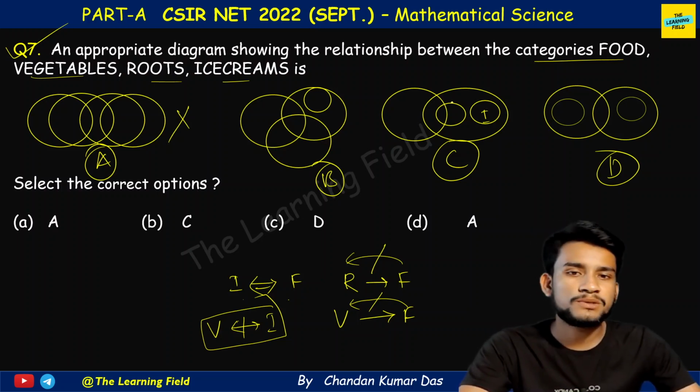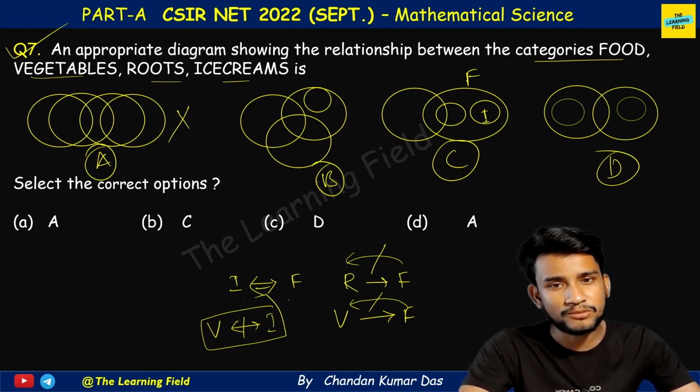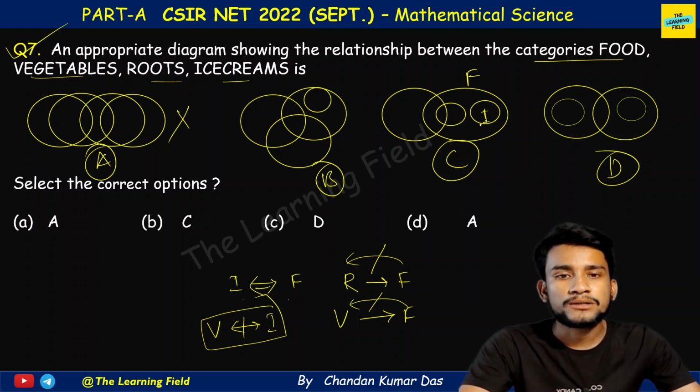So if this is ice cream, and this is total food, therefore ice cream means food. All ice creams are food, this implies that ice cream is a subset of food, completely contained in food.